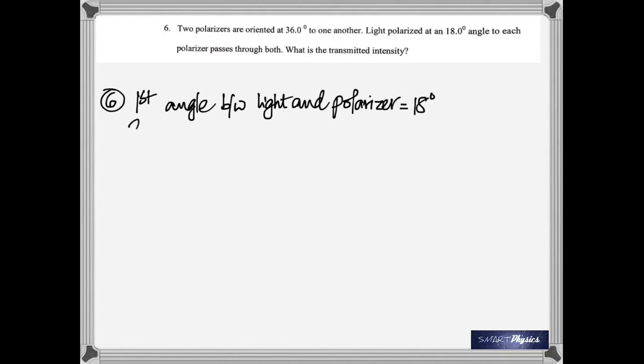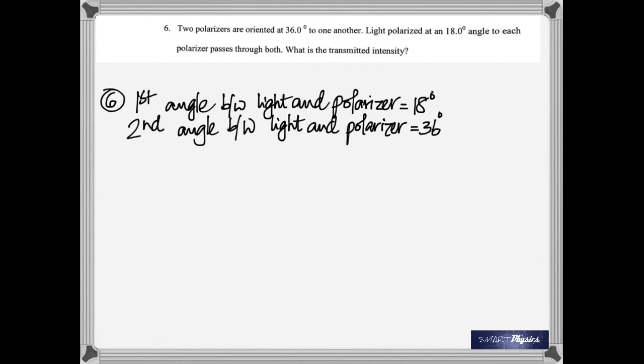On to polarization now. This is question number 13 on your problem set. 2 polarizers are oriented at 36 degrees to one another. Light polarized at an 18-degree angle to each polarizer passes through both. What is the transmitted intensity? It's polarized light that's falling on the first one. You should remember that. And the first angle between the light and the polarizer is 18 degrees. But for the second one, because it's oriented at 36 degrees to the first one, the angle between the light and polarizer is 36 degrees.